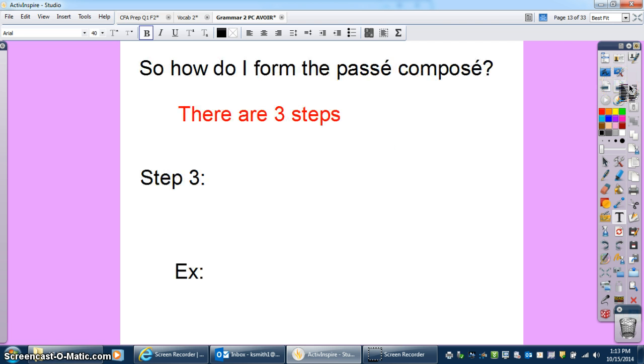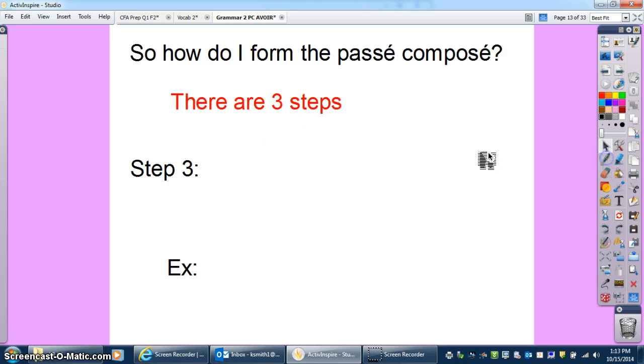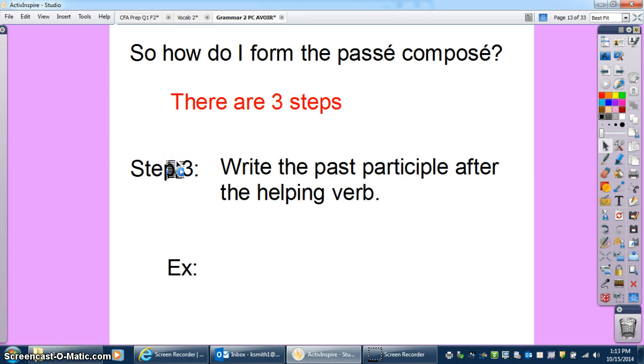Alright, so your third step is going to be writing the past participle after the helping verb. So for example, j'ai chanté. So we said step 1, our subject. Step 2 is our helping verb. And step 3 is our past participle.